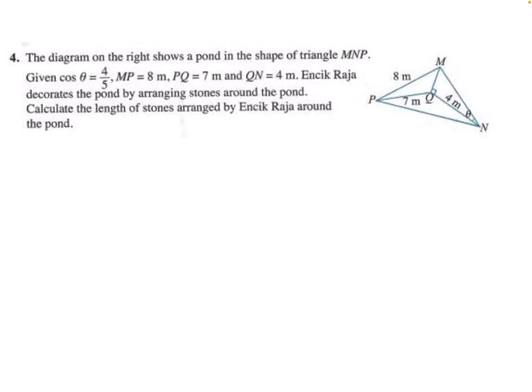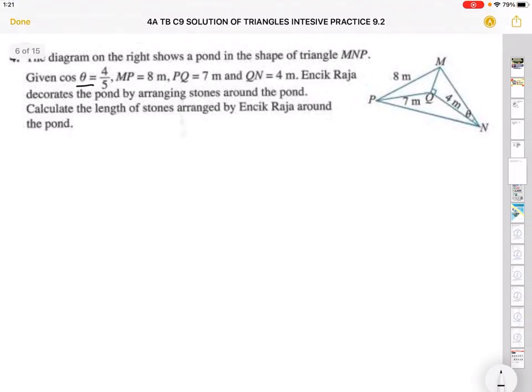I think we can find MN first because you're given cos theta, you're given the length of QN. So if you focus on this angle here, cos is adjacent over hypotenuse. So if you take cos theta, you should get QN divided by MN. Now this is already 4 over 5. Your QN is already 4. Therefore, your MN is just 5 meter. So write this first, 5 meter.